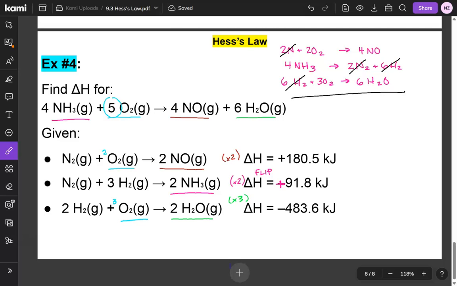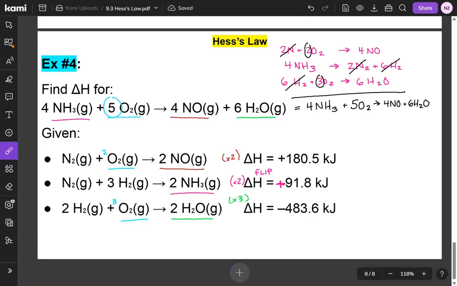Let's go ahead and add these up. So when I add them up, we're going to have 4 NH3. We have 3 and 2, so that'll become 5 oxygens. And then on the other side, we're going to have 4 nitrogen monoxides and 6 waters. And look at that. They are equal.